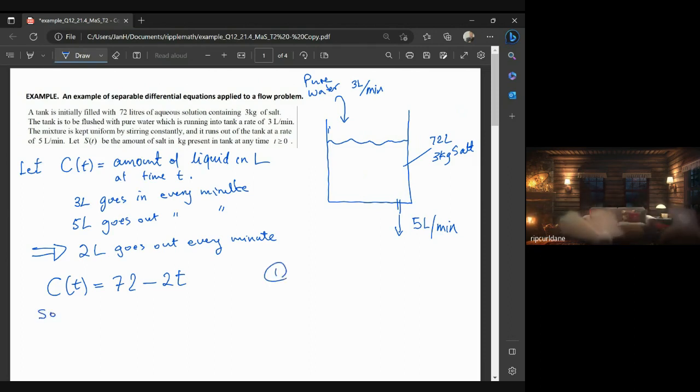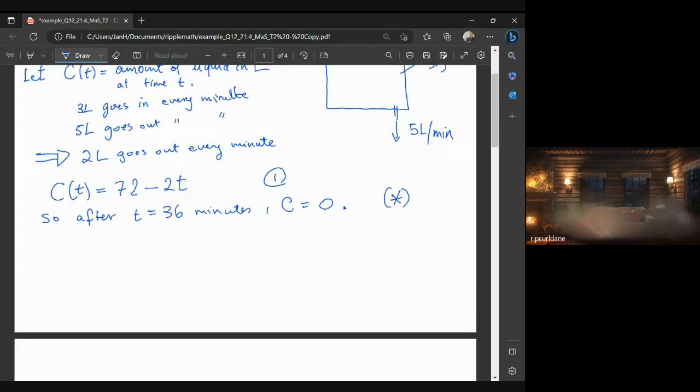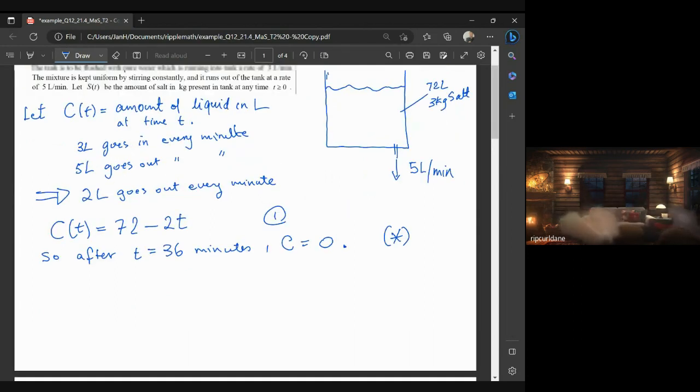So after t equals 36 minutes, there'll be no liquid left in the container. We'll put a star next to that one. We might refer to that later. So that's the first thing.